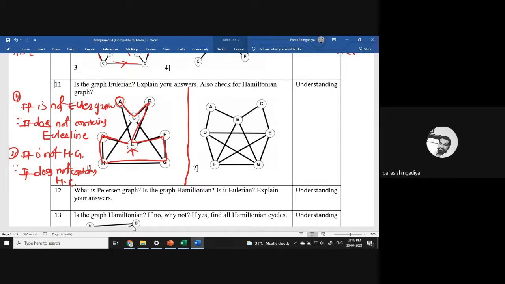Yeah, second is Euler as well as Hamiltonian both. Okay, nice, very good. So it is also an Euler graph. Let us first verify for Euler. It is an Euler graph because it has an Euler line. Which Euler line can we consider?